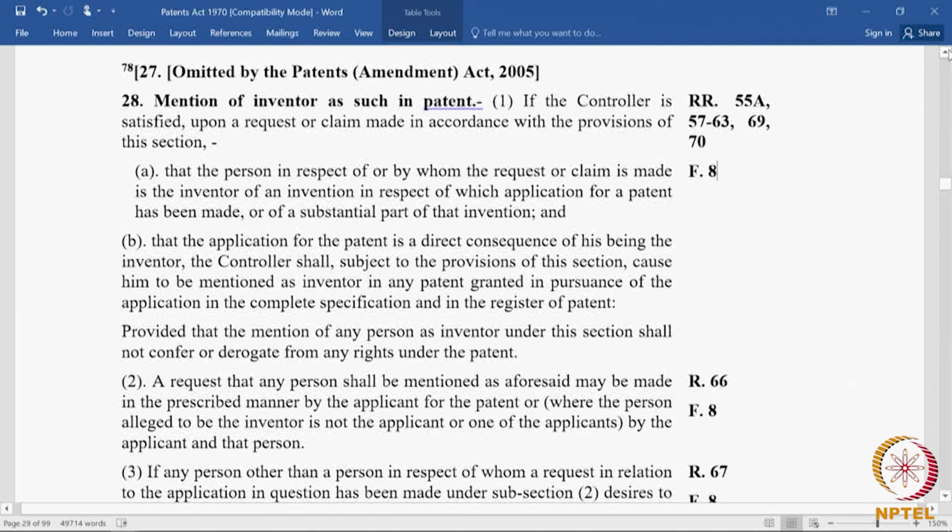The applicant is regarded as the owner of the invention, and the inventor is regarded as the creator of the invention. These two are two different statuses under the Patents Act. Now, an analogy would be that of an author and a publisher under the Copyrights Act. Now, we understand that very clearly.